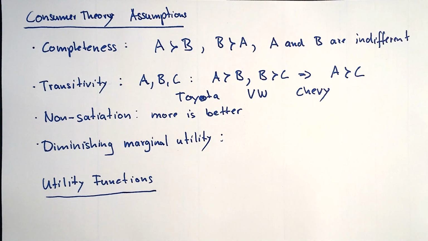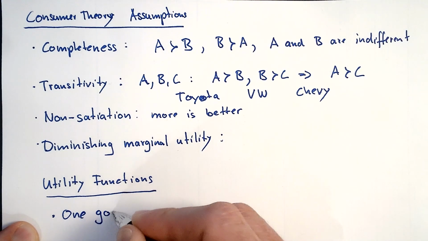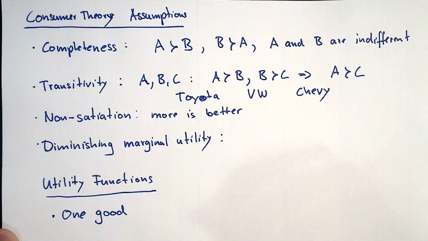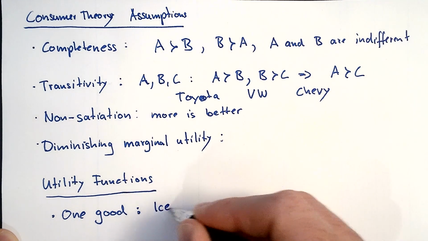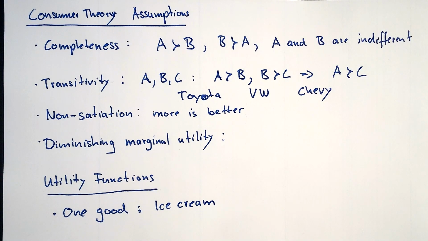Now, you cannot eat money, okay? So you can only take money or the income you have and then convert it into goods that you can consume. And you are getting satisfaction from those goods. Now, let us start very easy in the sense that we have one good, okay? And now suppose that this first good is ice cream. Also think that we are on a hot summer day.